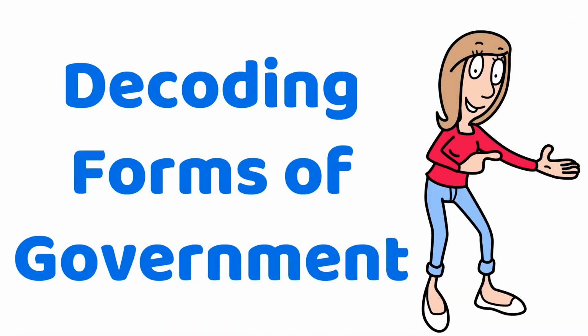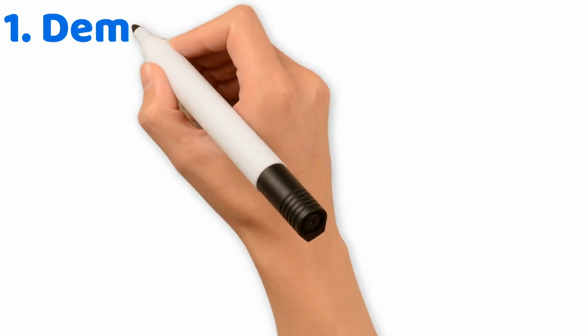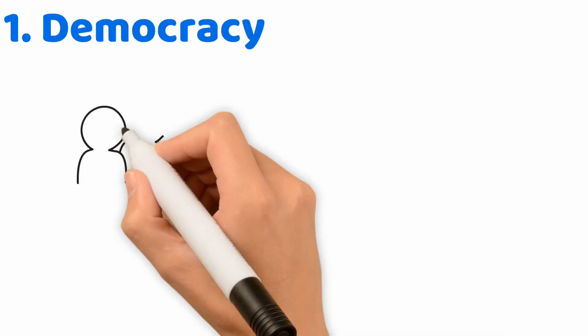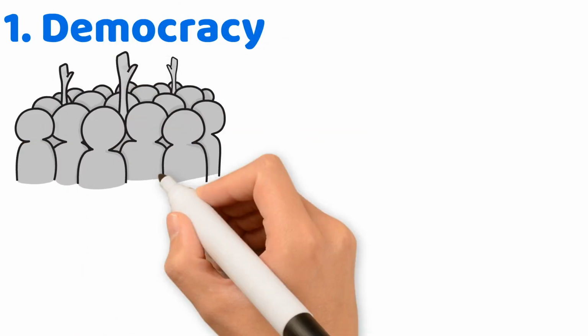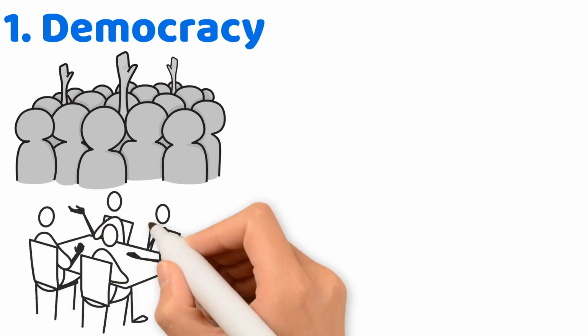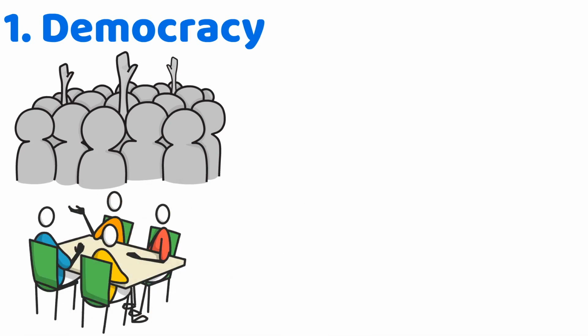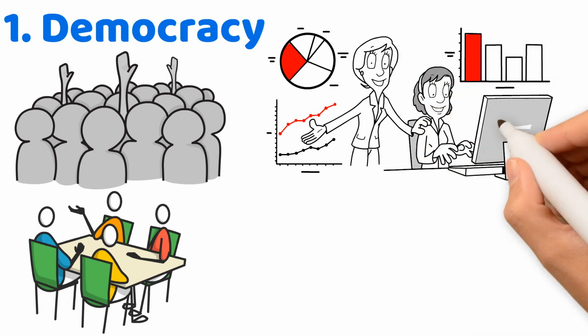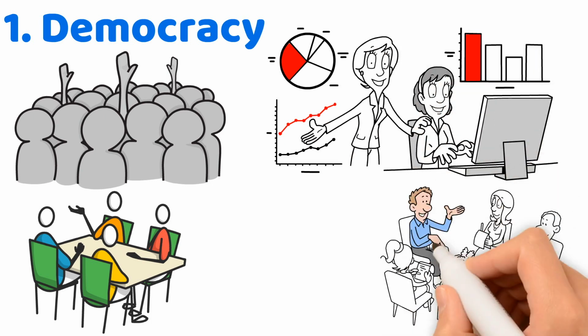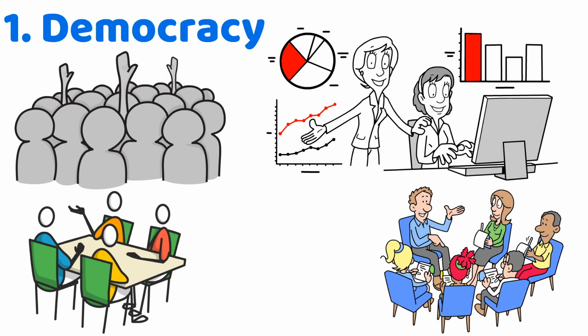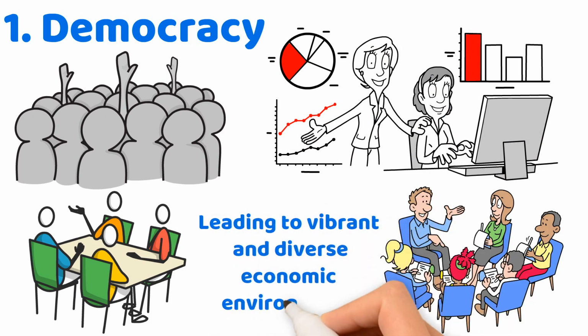Decoding forms of government. Let's start by unpacking the various types of government. 1. Democracy. Here, power truly lies in the hands of the people. Democracies often foster capitalist or mixed economies, promoting markets where individual economic freedoms flourish. This setup allows for public participation in economic decision-making, leading to vibrant and diverse economic environments.